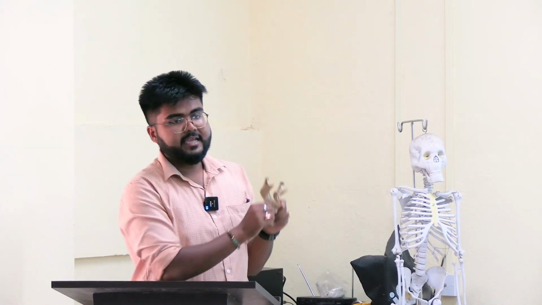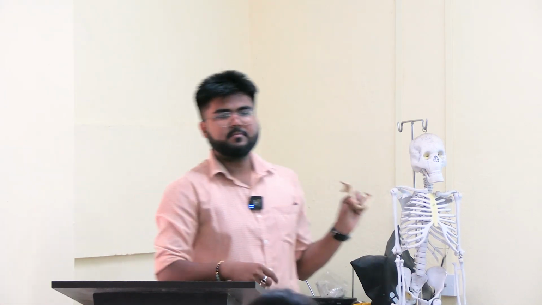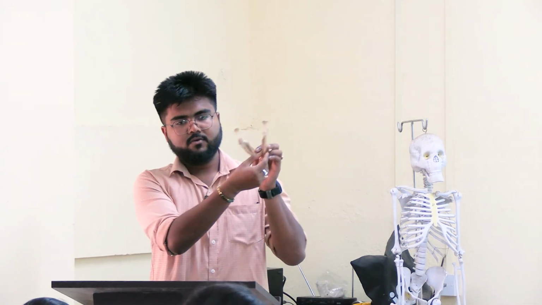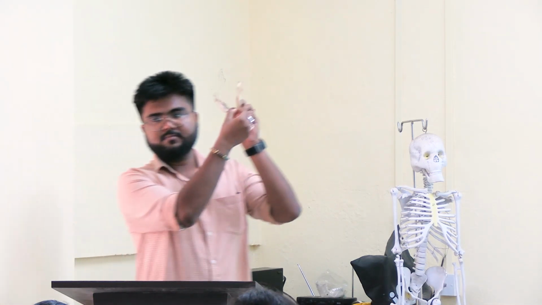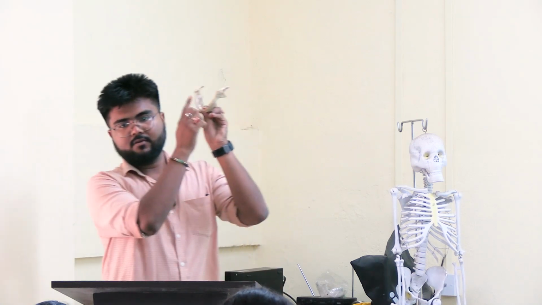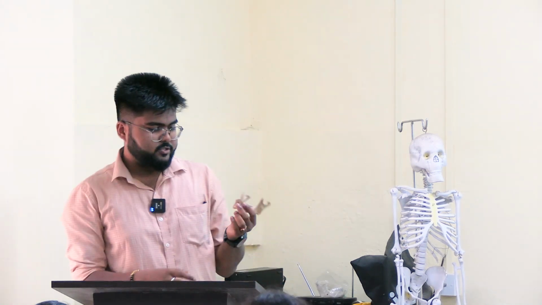there are two fossae present. This is called the digastric fossa. Here the anterior belly of the digastric muscle attaches. The two fossae are present at the base of the mandible. So that's all about the body of the mandible.